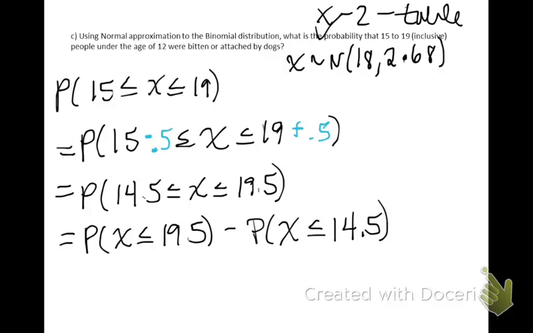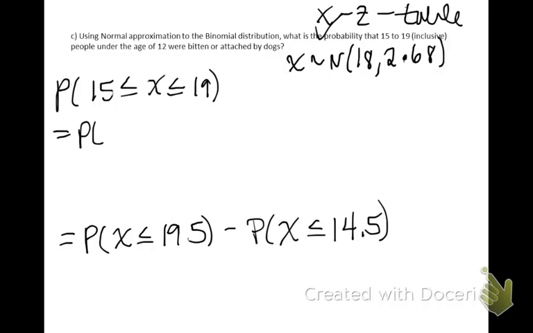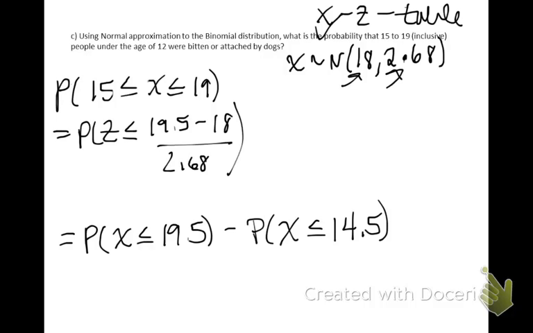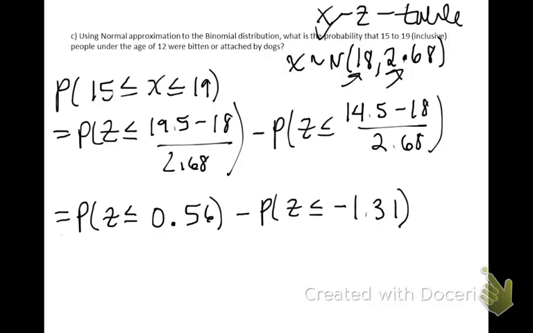This is now written in terms of x. We're ready to go to the z distribution now. To convert this to the z distribution, we'll take our observation of 19.5, subtract the mean of 18, and divide by the standard deviation of 2.68. Let's repeat this for 14.5. When you simplify, this becomes the probability that z is less than or equal to 0.56 minus the probability that z is less than or equal to negative 1.31. We've completed our z step. We're now ready to go to the table.